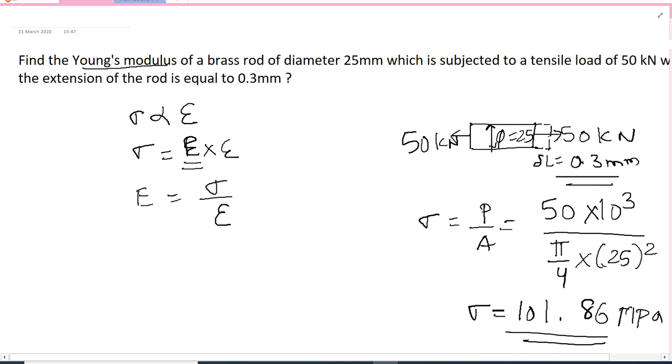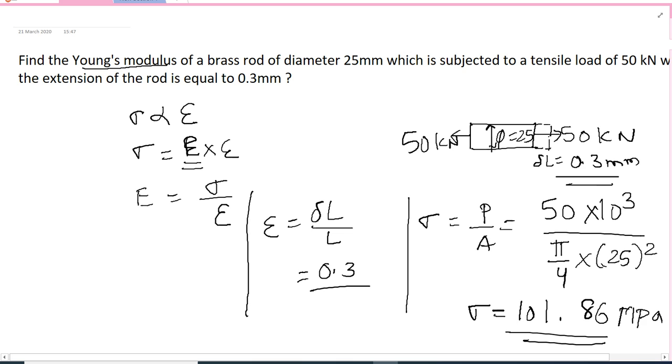Now I have got this stress. Now what about strain? I know that strain is nothing but change in length upon original length. What is the extension of the rod? Extension of the rod is 0.3 mm. And what is the length of the rod?